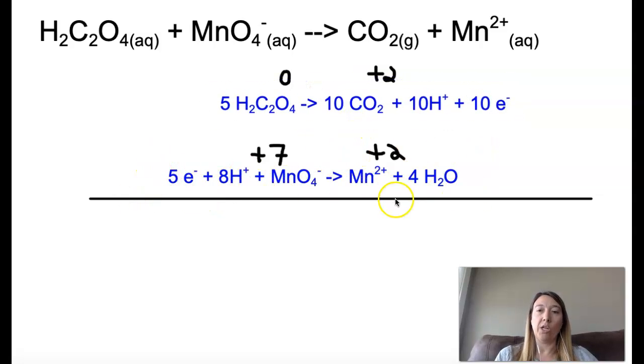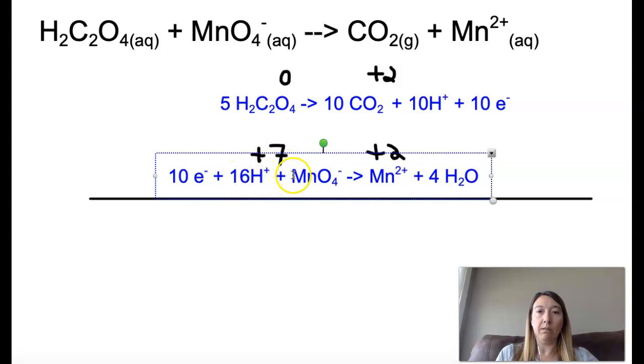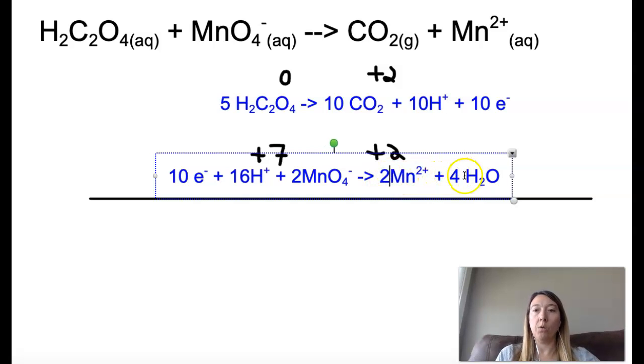Because when we multiply all of those numbers by 5, that's what we come up with. In this equation, we're going to multiply by 2. So that's going to turn this into a 10. 8 times 2 is 16. 1 times 2 is 2. 1 times 2 is 2. And 4 times 2 is 8.